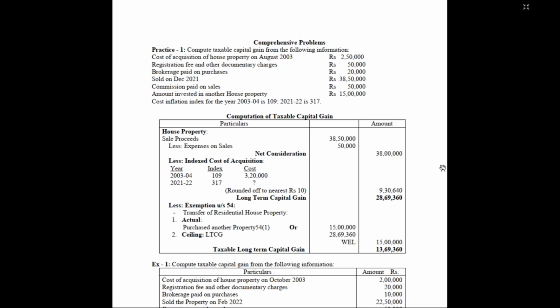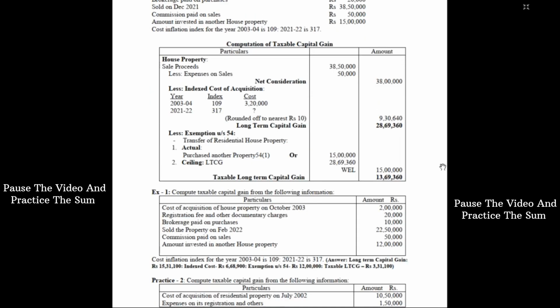Here, less exemption under section 54. Transfer of residential house property. Actual investment in the new property 15 lakh, and the long-term capital gain 28,69,360. Out of these two, whichever is the least is exempted, and the balance is the taxable long-term capital gain. It is a comprehensive problem only related with the exemption under section 54. Some additional information, the registration fee and other document charges, brokerage paid on purchases and the commission paid on sales, were included. In the same pattern, the students can practice exercise 1 and check the answers.